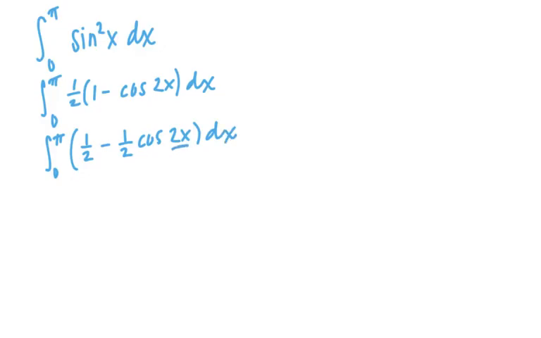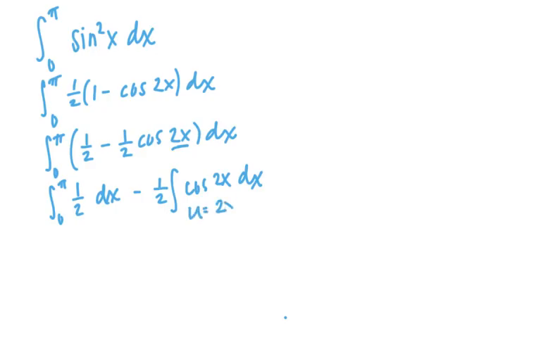Now you can integrate cosine, but you can't integrate cosine of 2x. You can only integrate cosine of x. So we're going to need u sub in the second term, but not in the first term. So let's break it into two integrals. We have 0 to pi, the integration of 1/2 dx, minus, I'm going to pull the 1/2 out, integration cosine 2x dx. So we're going to have to use u sub here. We're going to let u equal 2x. So think it through: du equals 2 dx, so dx equals 1/2 du.